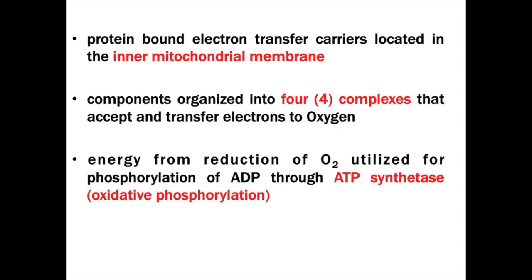Now, theoretically, there are 4 complexes, but later we will mention that there's actually a 5th complex. So these components of the electron transport chain are organized into 4 complexes whose role is to accept and transfer electrons until you reach the final acceptor, which is oxygen.